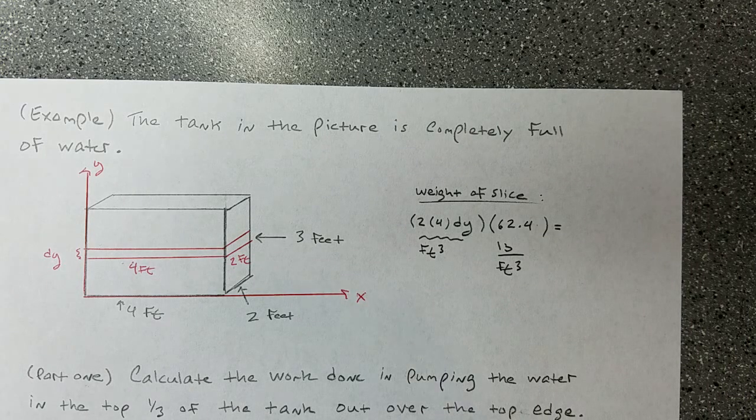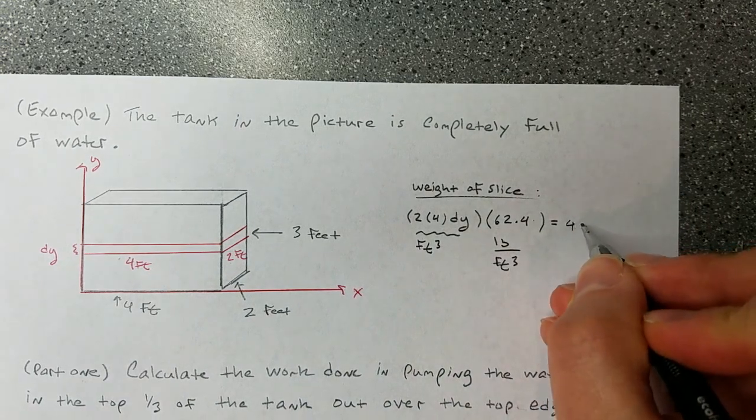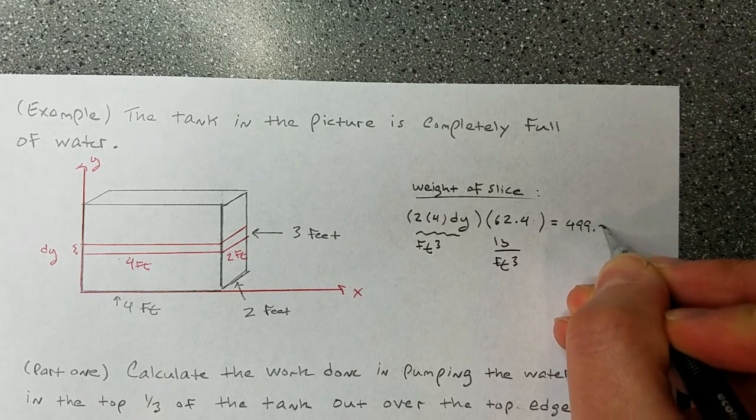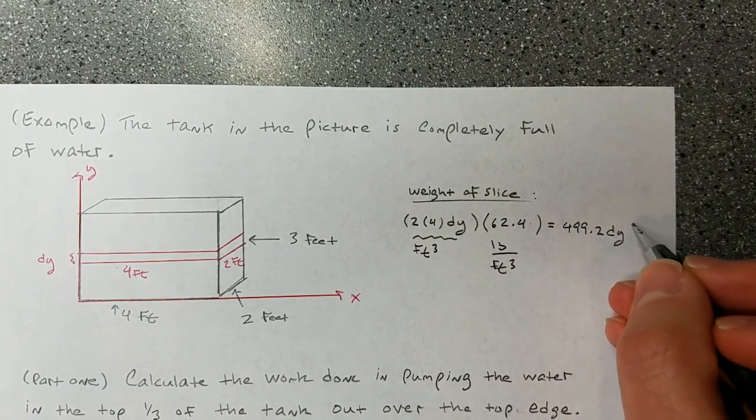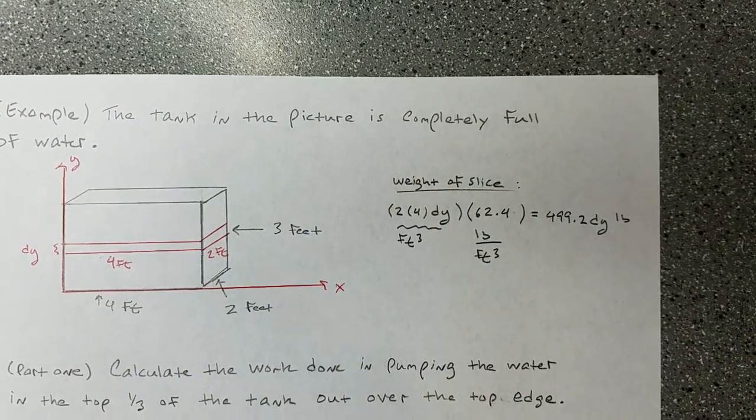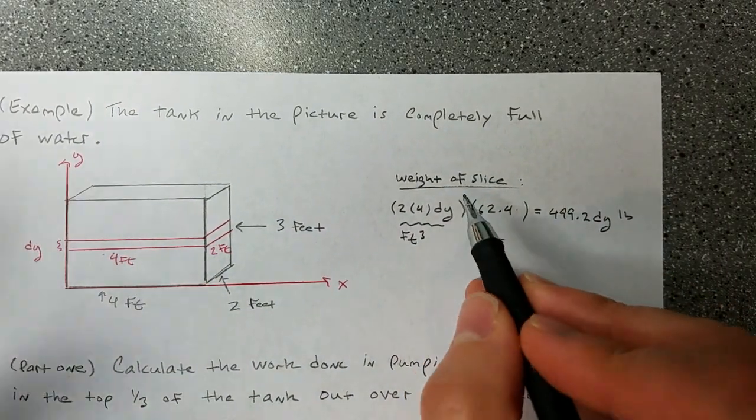So that's 499.2 times dy pounds. All right, so that's the weight. Now, what else do we need to know?